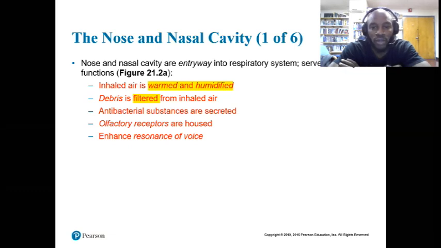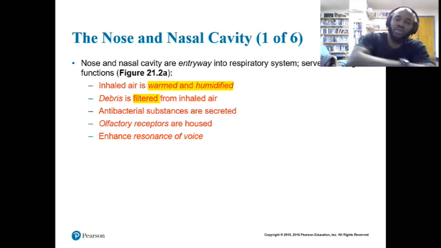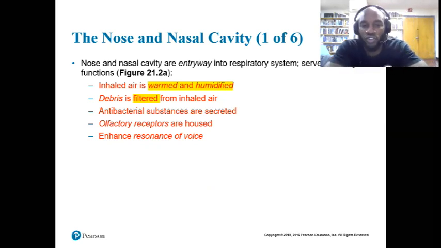Okay, so you're going to see some similarities between different parts of the respiratory system. Inhaled air is warmed. Your body temperature is 98.6 degrees, roughly, so that air from the outside, usually between 40 to 80 degrees, is warmed once it comes into your body. It's also humidified, moisturized, basically. Debris is filtered from your inhaled air. We have nose hairs, and other mechanisms we're going to talk about, that help filter the air so that particles, like dust, don't get into your lungs. We don't want that to happen.